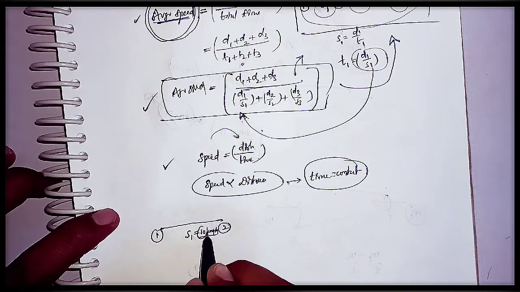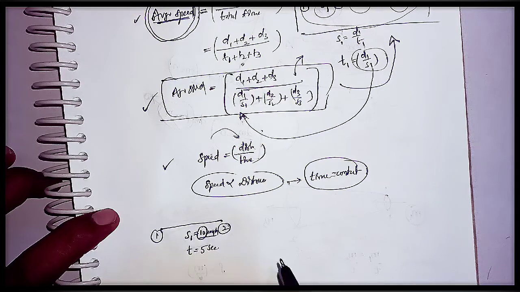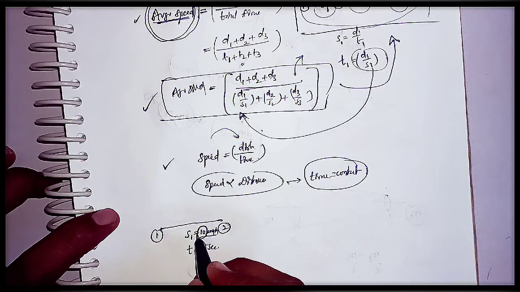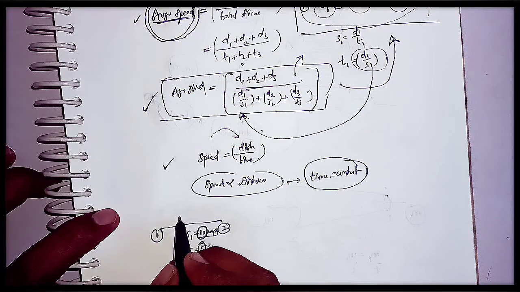To cover the distance from 1 to 2, he is traveling with a speed of 10 kilometer per hour with time t equal to 5 seconds. Let us consider 5 seconds. In 5 seconds, with the speed of 10 kilometer per hour, he is covering the distance. Let us consider this is 20 kilometers.